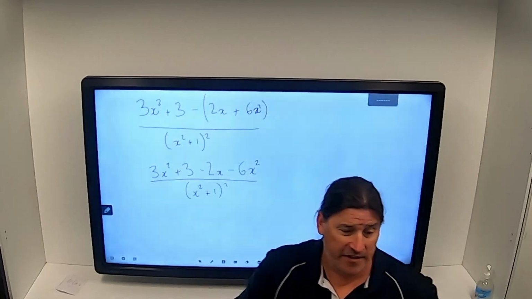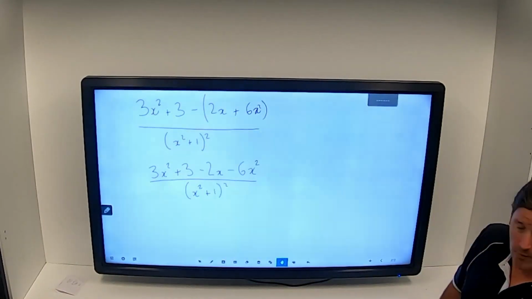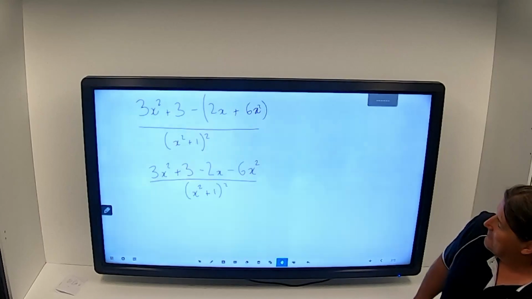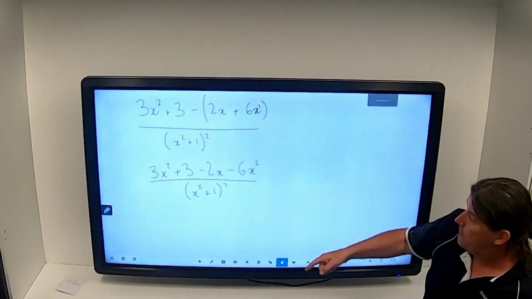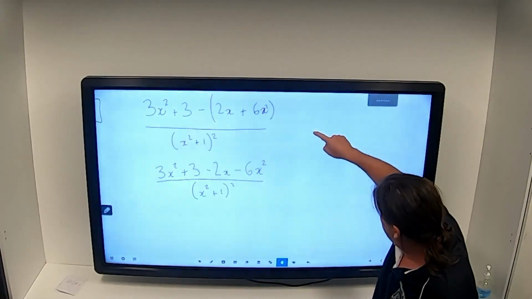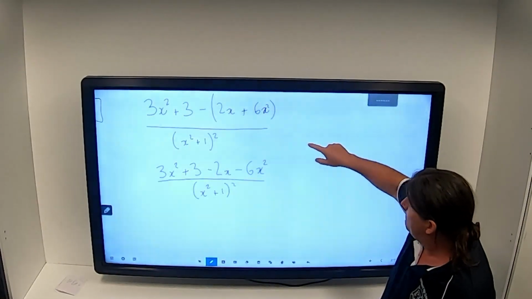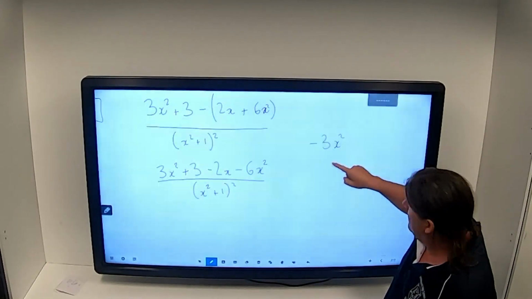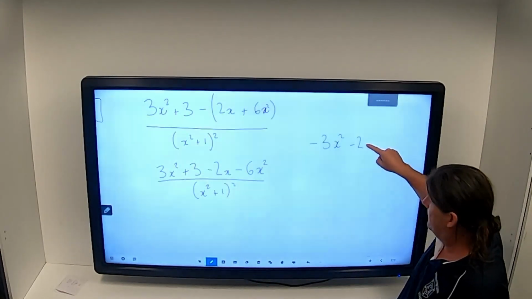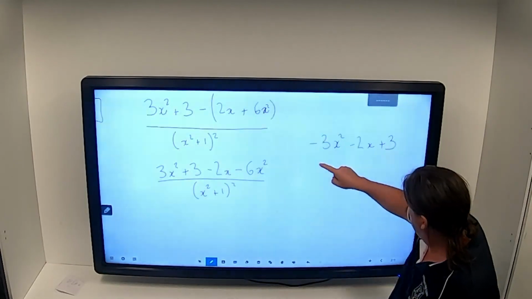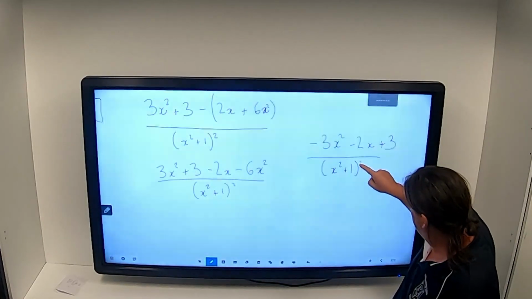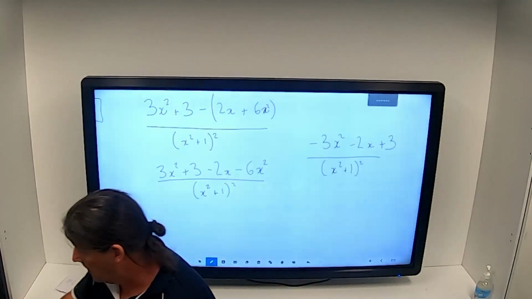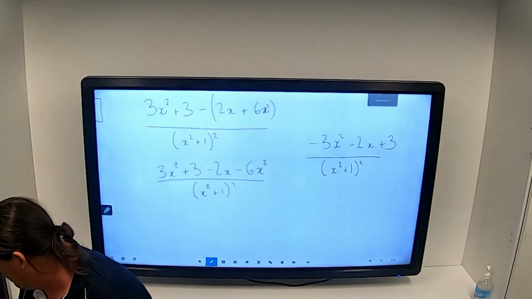So once we've done all that, we can collect our like terms on the top. 3x squared minus 6x squared will be minus 3x squared minus 2x plus 3 all over x squared plus 1 squared. And that's probably as far as we need to go for this example.